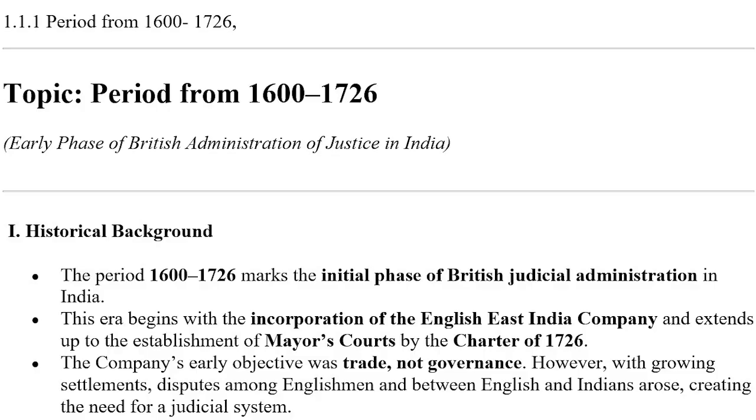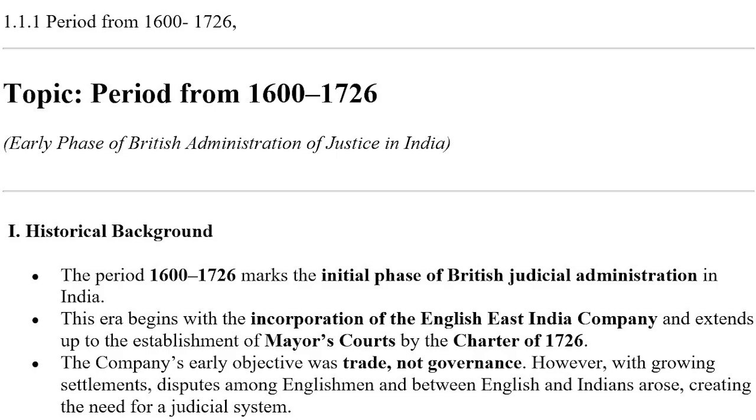Let's look at the historical background first. The period from 1600 to 1726 marked the initial phase of British judicial administration in India. This era begins with the incorporation of the English East India Company and extends up to the establishment of mayors' courts by the Charter of 1726. So basically, the mayor's court was established by the Charter of 1726, and the period of 1600 to 1726 marked the initial phase of British judicial administration in India.